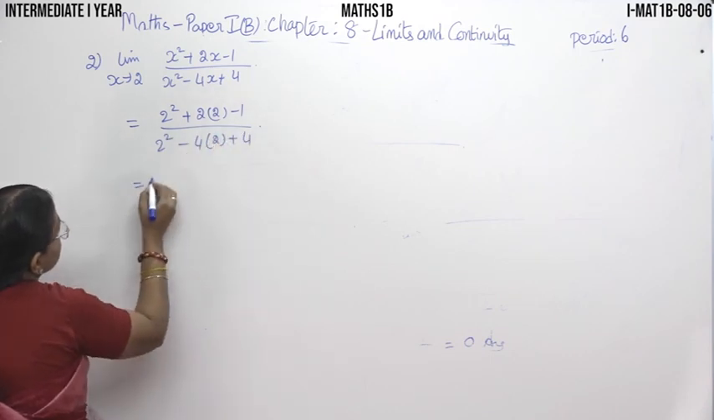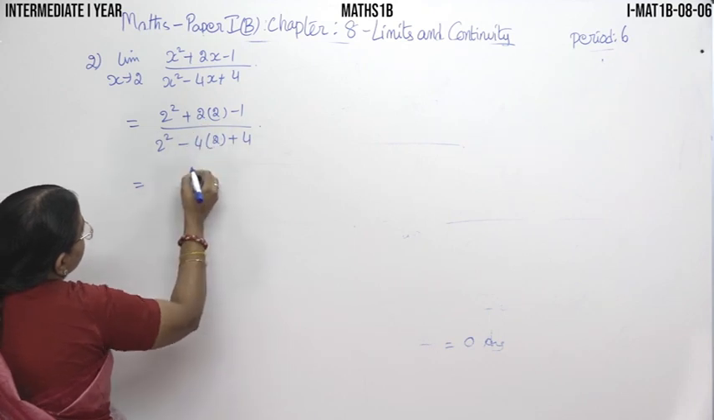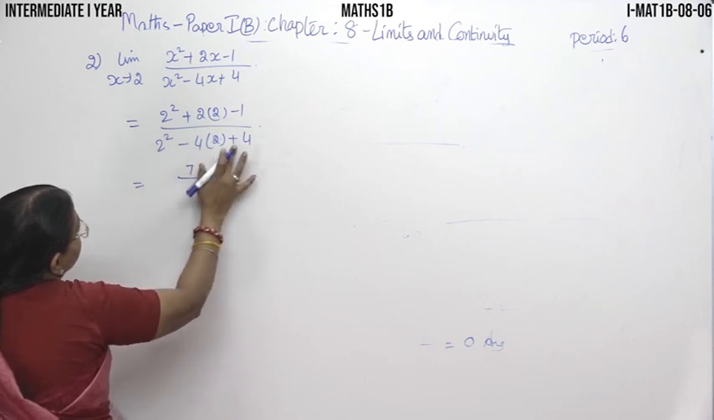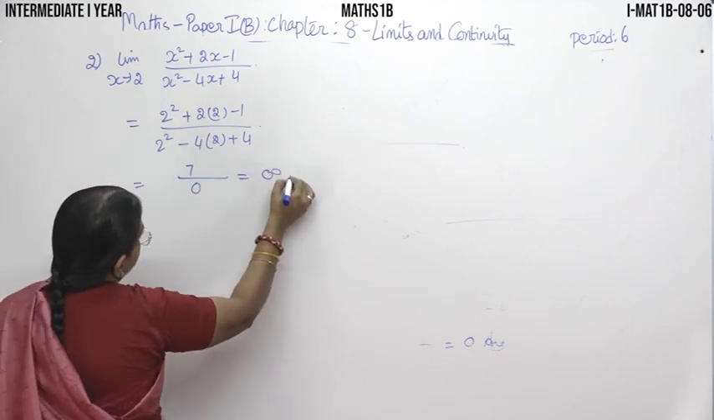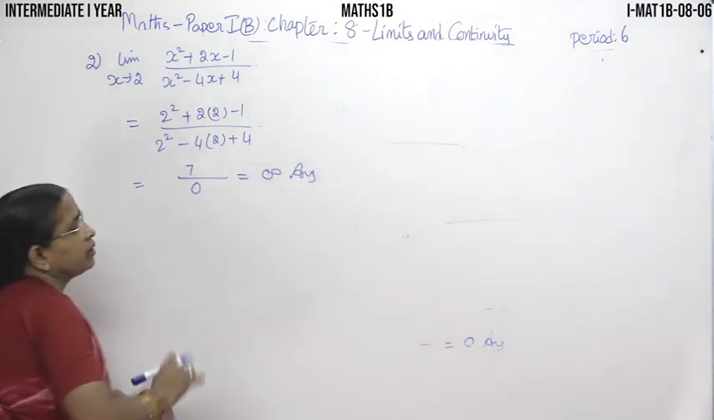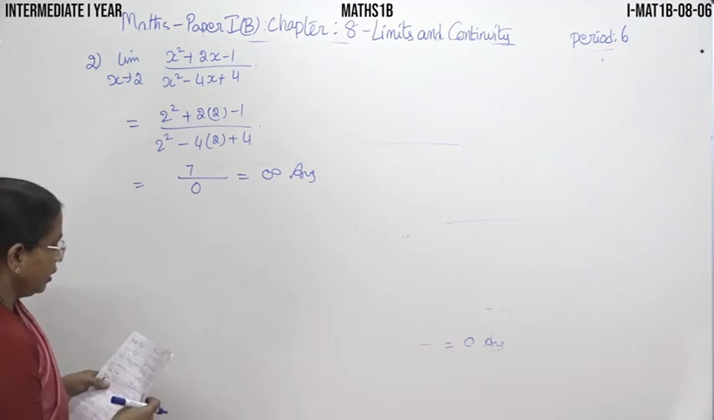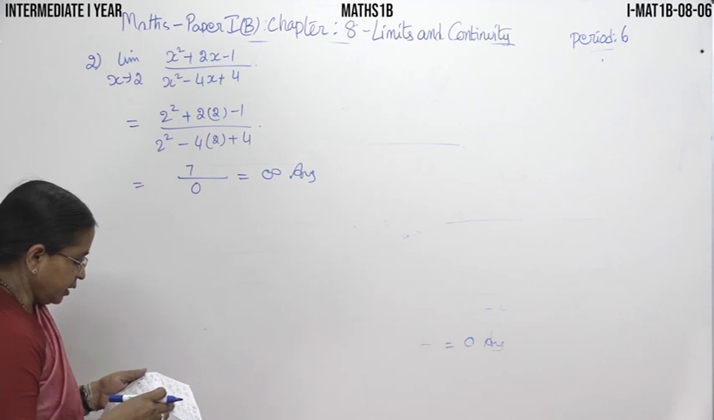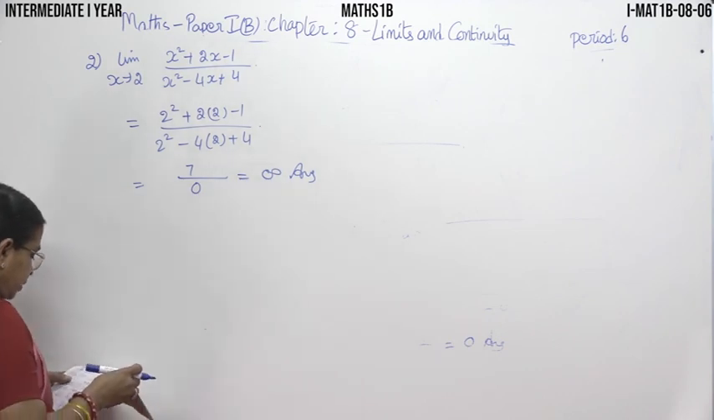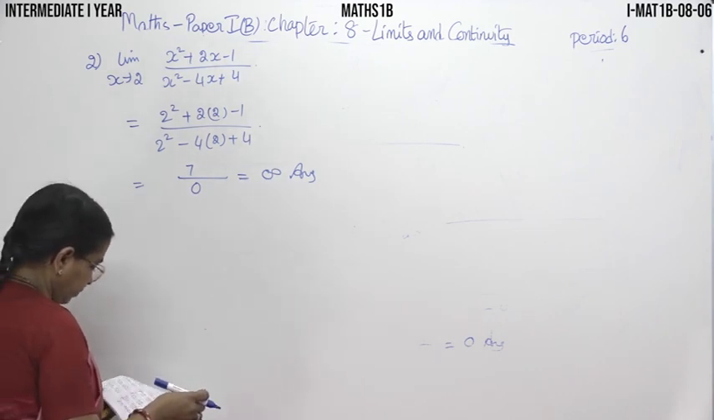So you can see this is 4 plus 4, 8 minus 1, 7. The denominator is 2 square minus 4 into 2 plus 4, that is 4 plus 4, 8 minus 8, 0. 7 by 0 means infinity. So like this you can have the infinity limit value in the problem. Any number by 0, I gave in the first period, is infinity like that. Okay. Now next problem.